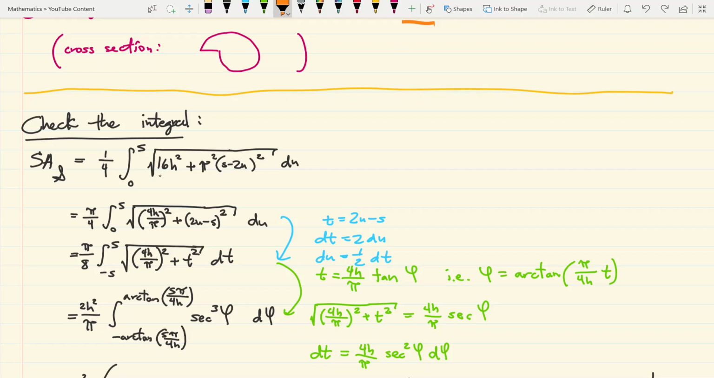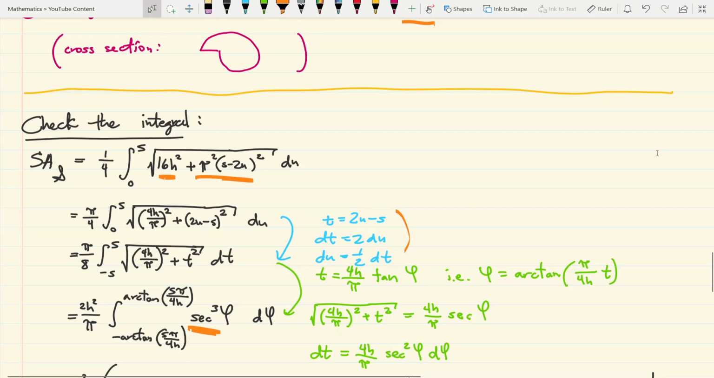So we're starting here. Of course, we have some squares inside the square root, so we should use trigonometric substitution. Okay, so first you would use another substitution, so t equals 2u minus s. So this is preparing the integral, bringing it to this form. And then we're going to use a trig substitution. So t equals 4h over pi tangent phi to bring it to the next form. And again, recall that arctan is an odd function when you work through this. So here, secant cubed, okay, how do you integrate secant cubed?